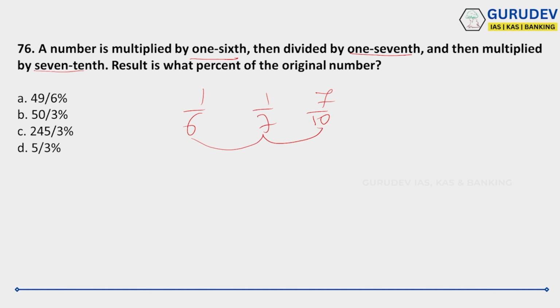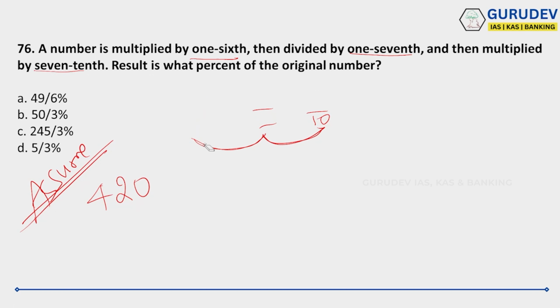Whenever you take the LCM of these numbers, okay, as simple as that, if you take any number, it can be assumed. I'll assume 6 times 7 is 42, 42 times 10 is 420, okay? 420, I have assumed this number to get it simplified. In a simple way, I'll solve this one. Now, 420 is my assumption number.